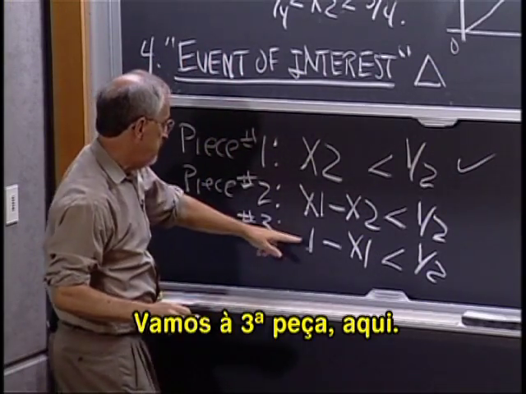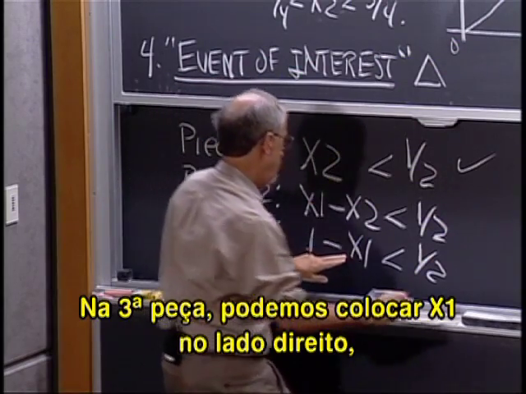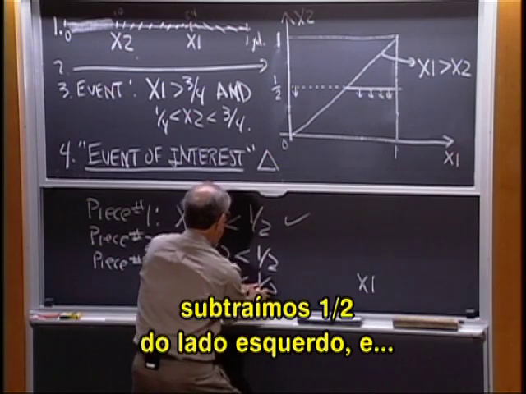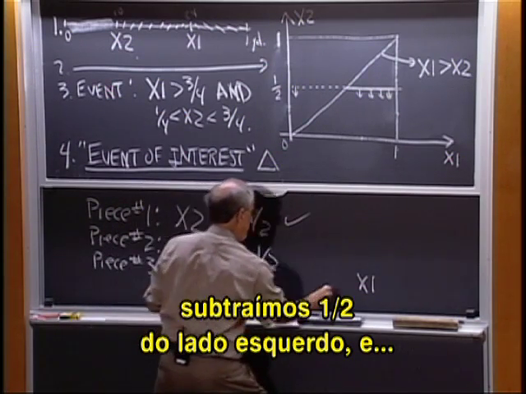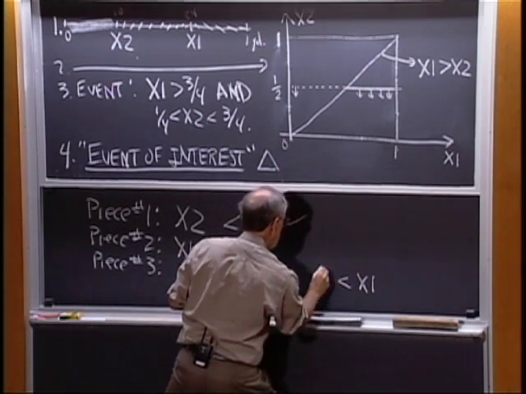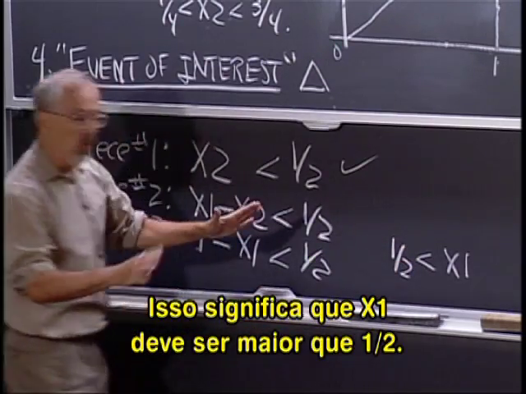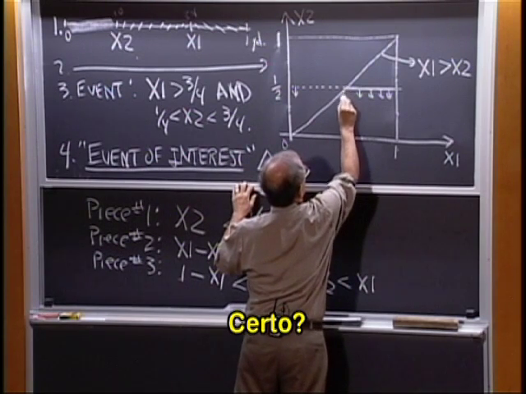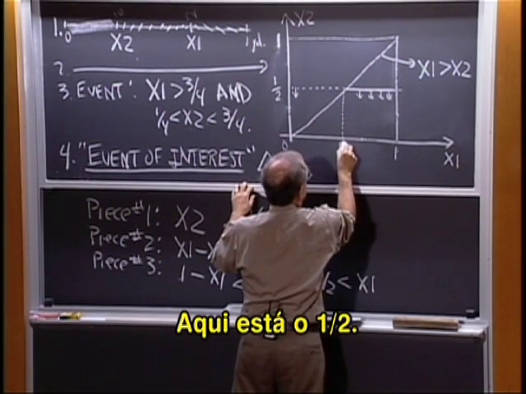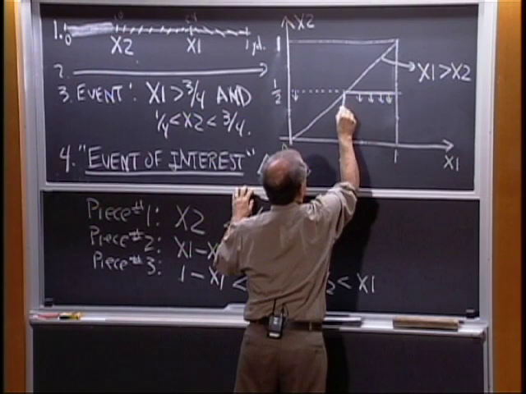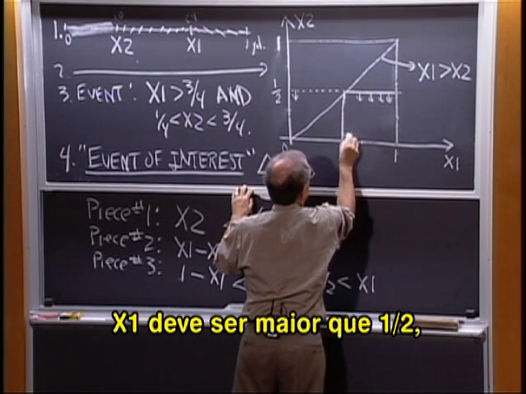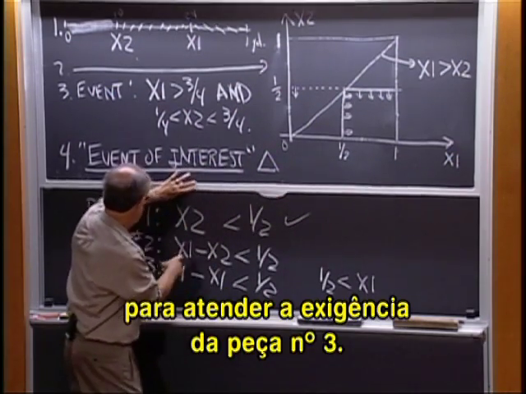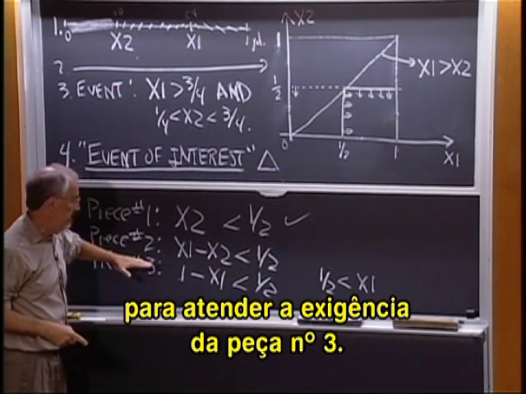Let's go to the third piece here. For the third piece, we could put x1 on the right-hand side and subtract both sides from a half. So that means that x1 must be greater than a half. Okay? So here's a half right there. And x1 must be greater than a half, so we must be to the right of this line for the constraint on piece number 3 to be valid.